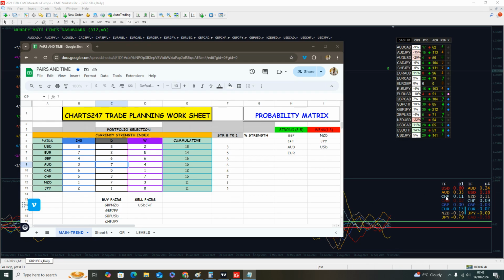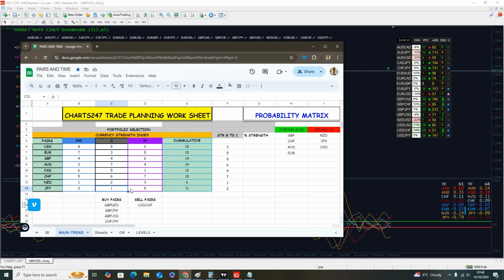So we have the Aussie, Swiss, CAD. Swiss is 6, CAD is 5. Pound is 4, and that one has dropped 2 points. Then Euro is 3. We have New Zealand 2 and JPY as 1. So JPY remains the weakest on the daily chart so far.